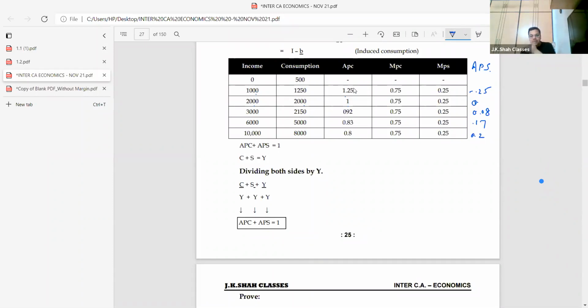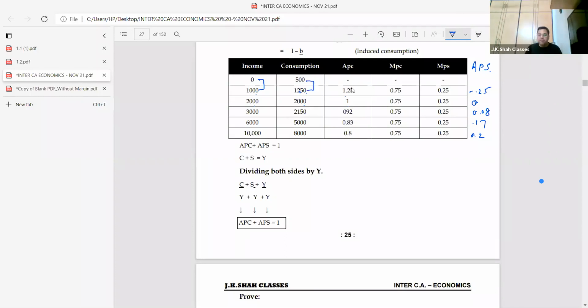Next two columns, MPC and MPS. Very easy. Don't worry, beta. Please read slowly, everything will be done, please. Now see MPC. Beta, what you're supposed to do? I said delta C upon delta Y. So your consumption was 500. From 500 it became 1250. All of you please have a look. The rise in consumption is 750. And the rise in income is 1000. So this will be 750 upon 1000, which gives you 0.75.